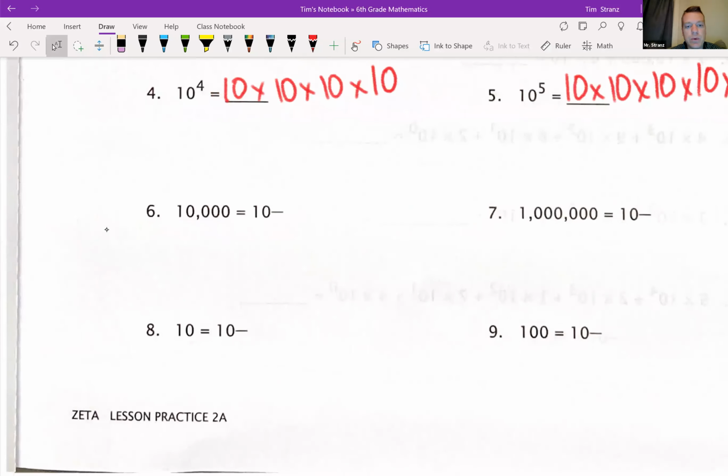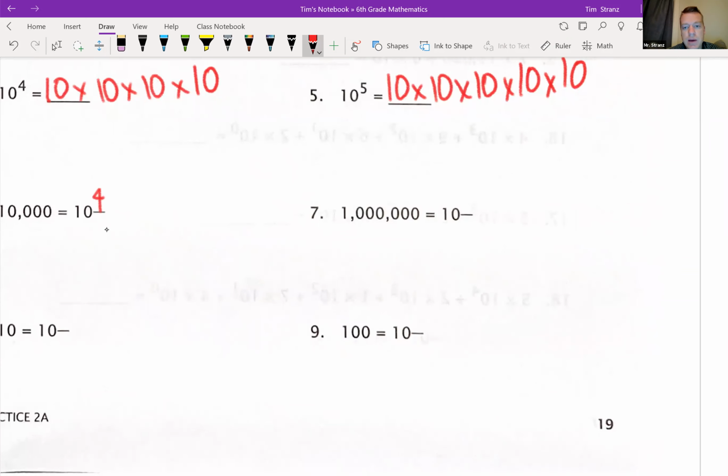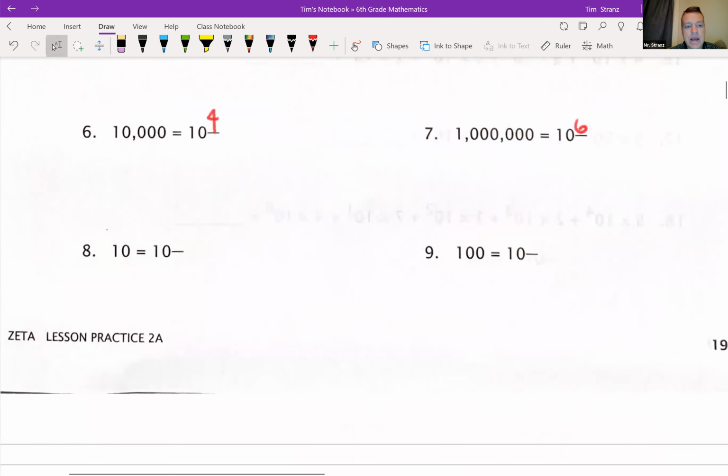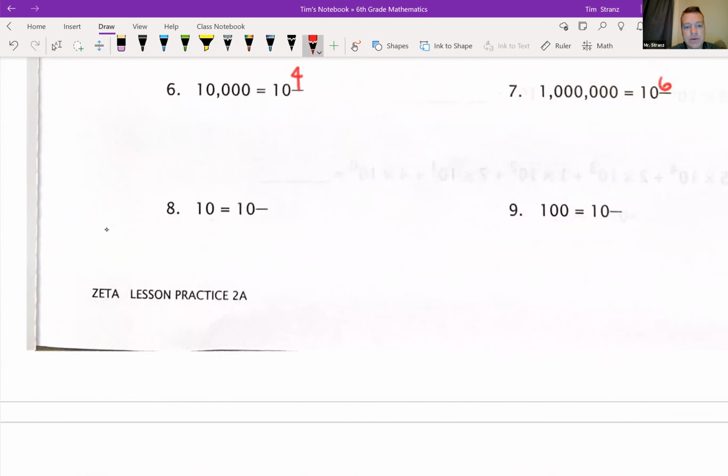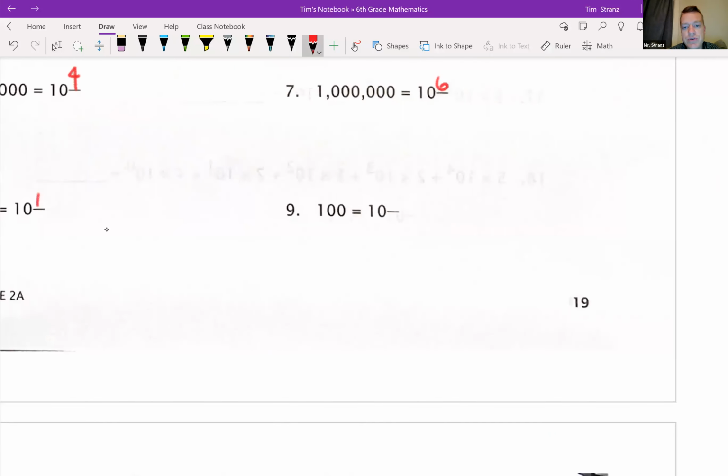Okay, the 6th one, they want us to put the exponent in now. So if we look, we have 1, 2, 3, 4 zeros after the 1 for 10,000, right? Which means it's going to be 10 to the 4th power. Okay, for number 7, how many zeros do we have? We have 6 zeros. So that's going to be 10 to the 6th power. Number 8, we only have 1 zero, so it's going to be to the 1st power. And then number 9, we have 2 zeros, so it's going to be the 2nd power.